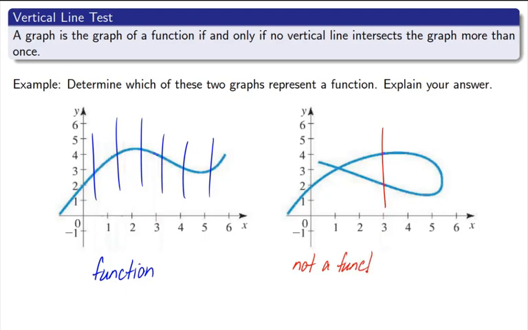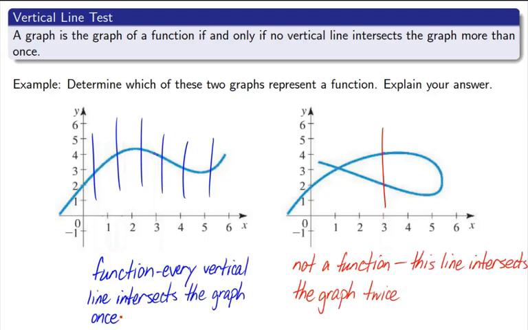And let's give an explanation for this also. For the first one, we'll mention that every vertical line intersects the graph once, and for the second one, this line intersects the graph twice. So for this reason, the first one is a function, but the second one is not.